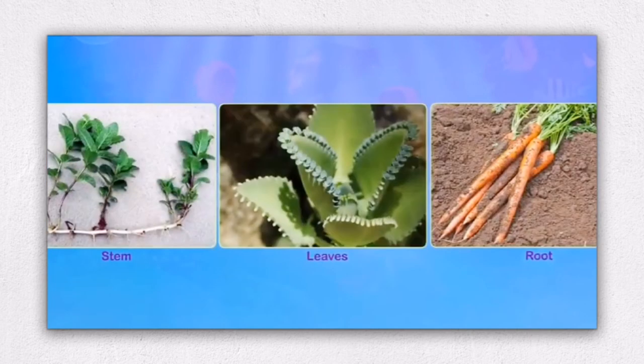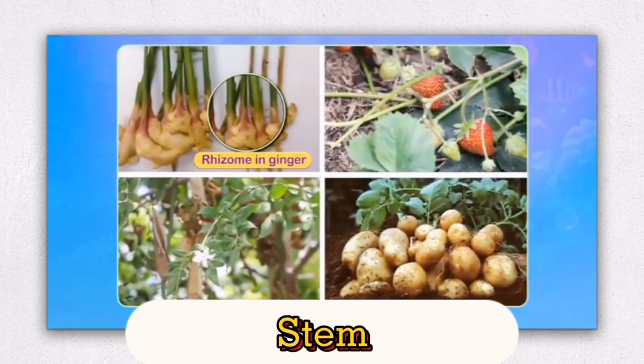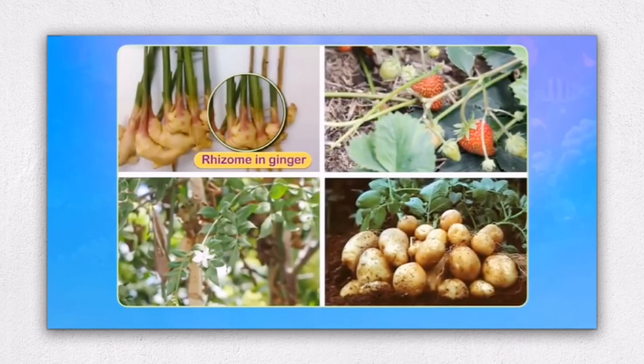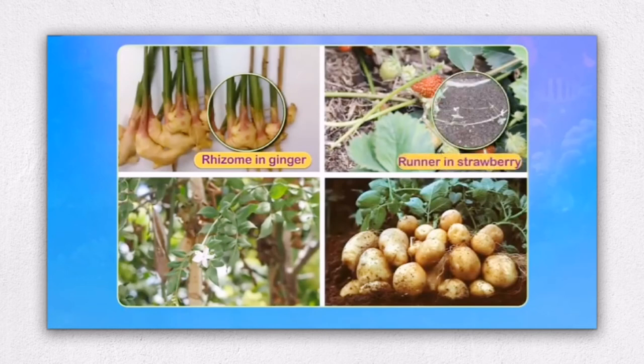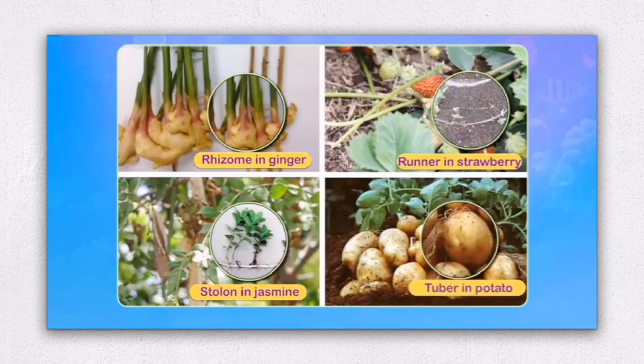Natural vegetative propagation. In nature, vegetative propagation occurs through stem, leaves, and roots. Following are some examples. Stem. Rhizome in ginger. Runner in strawberry. Stolon in jasmine. And tuber in potato give rise to new plants.